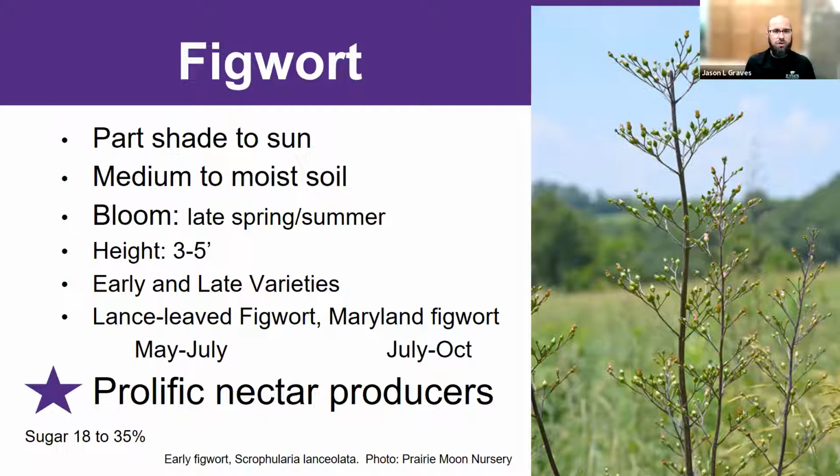But it's an adaptable plant. Again, for those who are dealing with shade, might be a good option to look at. Tolerates medium to moist soil. There's two varieties, the lance-leaved figwort and the Maryland figwort. One blooms early and one blooms late. And like I said, these are prolific nectar producers, and you are going to see more bees and pollinators than you've ever seen with figwort, just because of how much nectar it produces. And the sugar concentration ranges anywhere from 18 to 35% with our figworts.